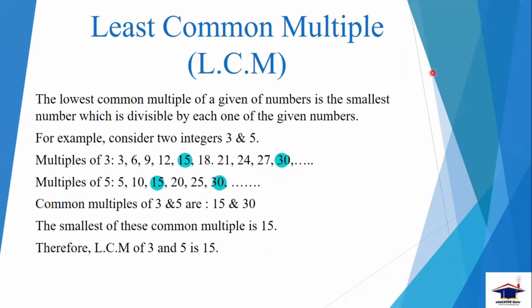I have taken here two integers, 3 and 5. Multiples of 3 are 3, 6, 9, 12, 15, 18, 21, 24, 27 and so on. Likewise, for 5 it is 5, 10, 15, 20, 25 and 30. Here, you can see the common multiples of 3 and 5 are 15 and 30. In these common multiples, the smallest one is 15. So, the LCM of 3 and 5 is 15. This is the crude, general method of finding the LCM. Hope this is clear to you all.